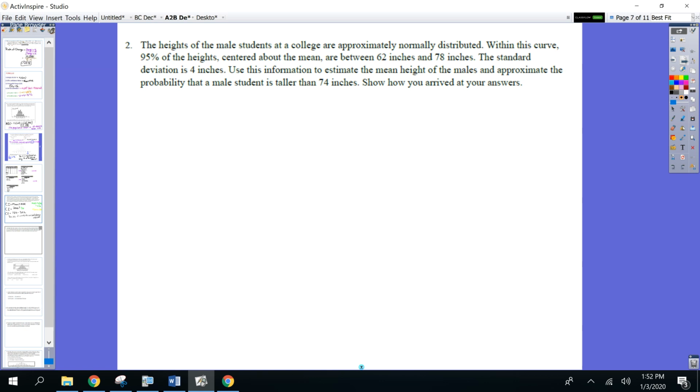Heights of male students. Right away, alarm should be going off. Bell curve. Yep. Where am I probably going here? Normal CDF. Yep. Let's keep reading through the question though. What's the probability a male student is taller than 74 inches?